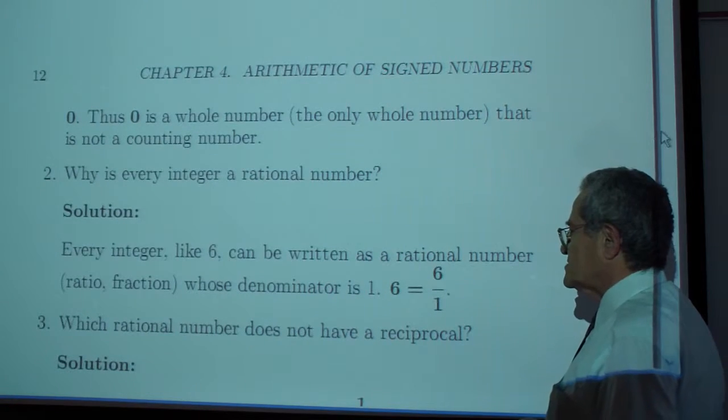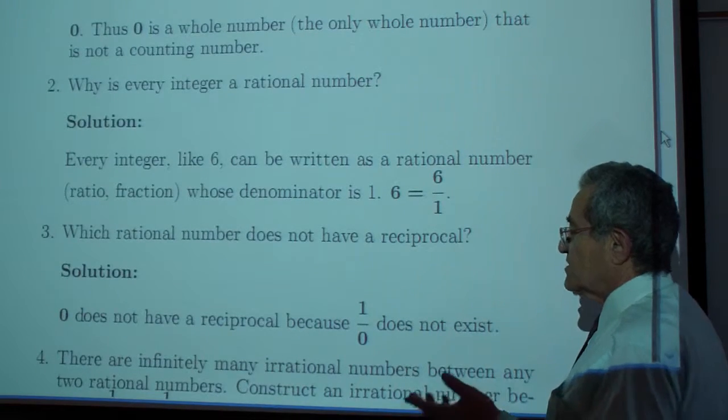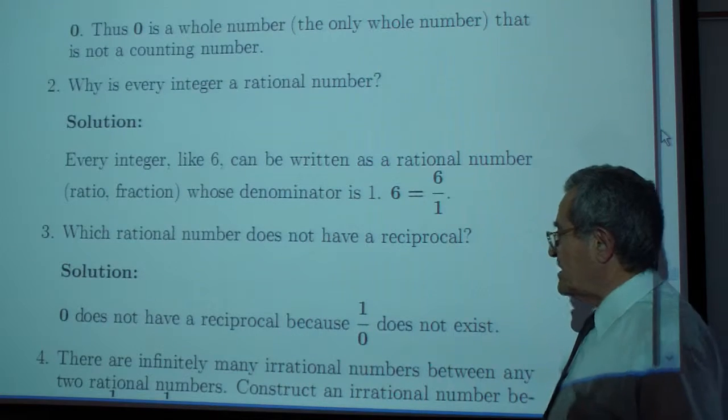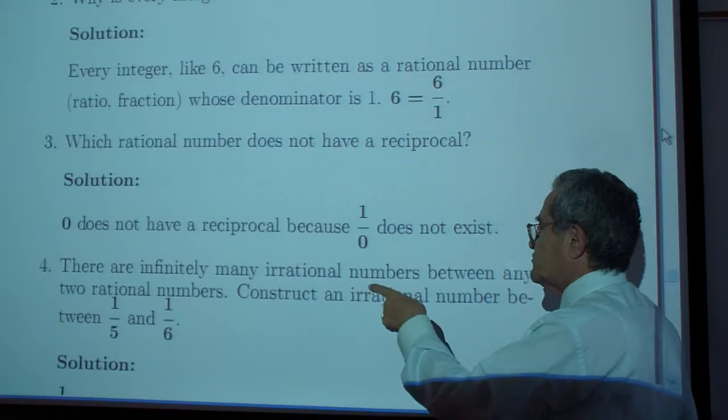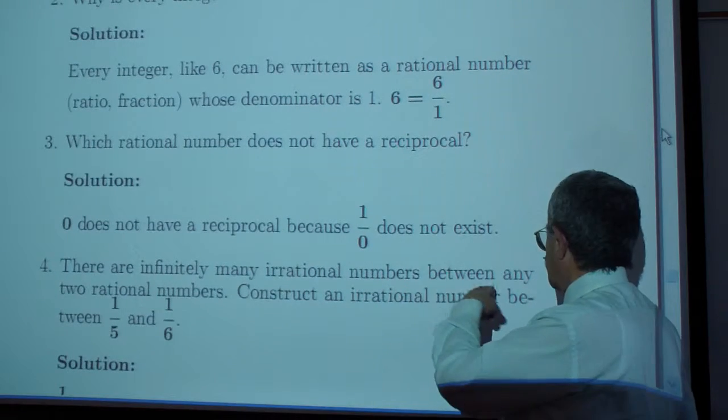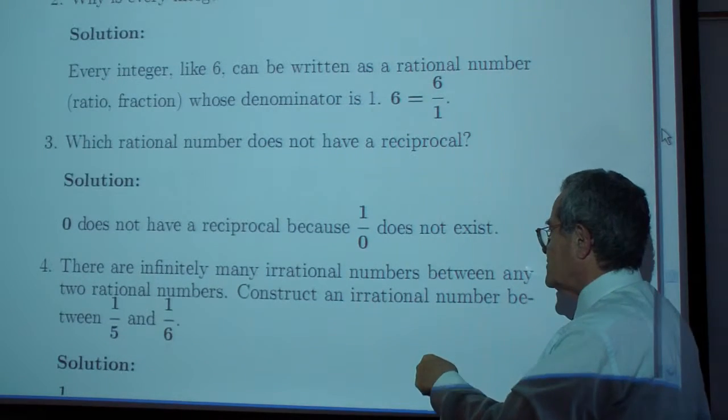Which rational number does not have a reciprocal? Well, 0. 1 over 0 is undefined. There are infinitely many rational numbers between any two rational numbers, and irrational numbers between any two rational numbers.